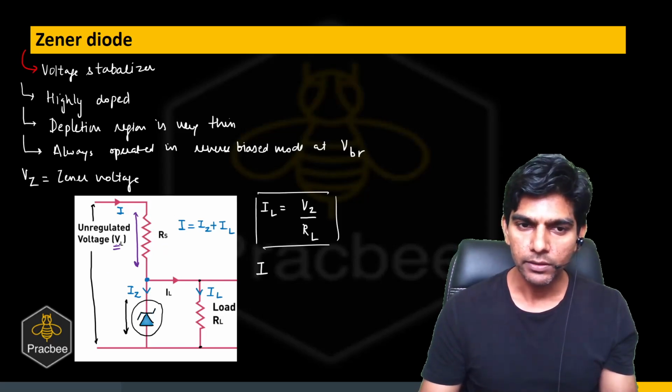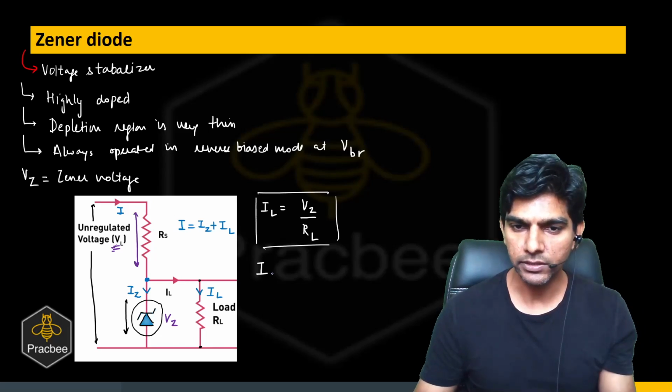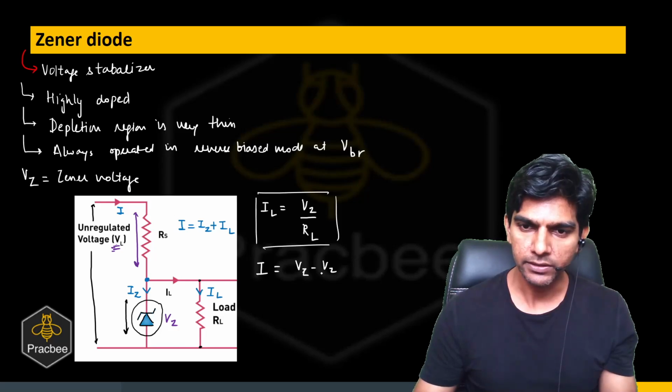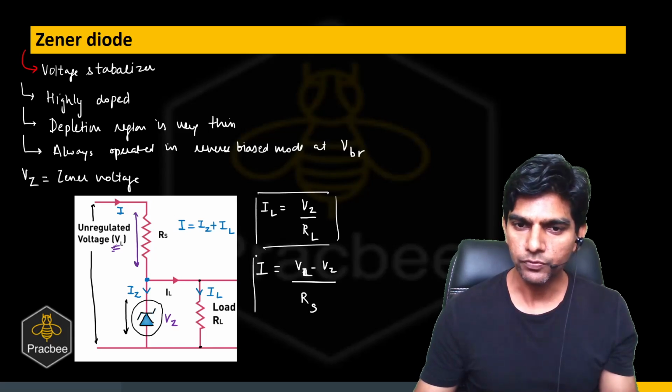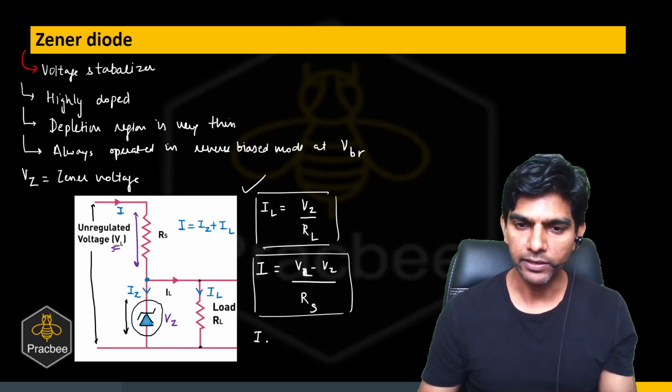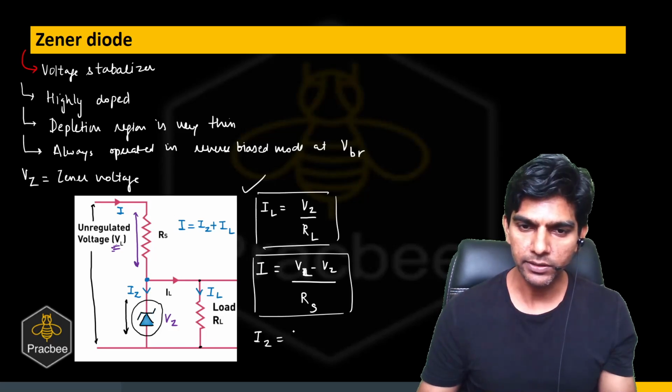It will be nothing but VL minus VZ, right? VZ is the potential drop across the Zener. So we can say the input current will be VL minus VZ divided by the input resistance. So now we know how to find the input current, how to find the load current, and by junction law we can find the Zener current, which is nothing but the difference of these two.